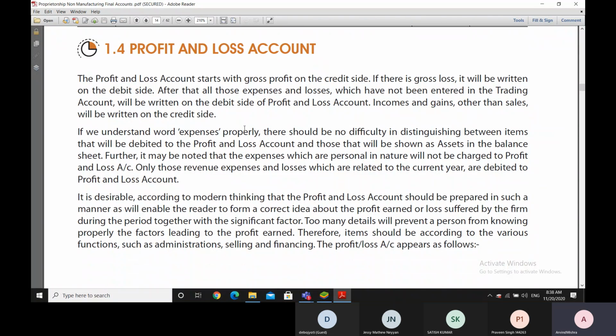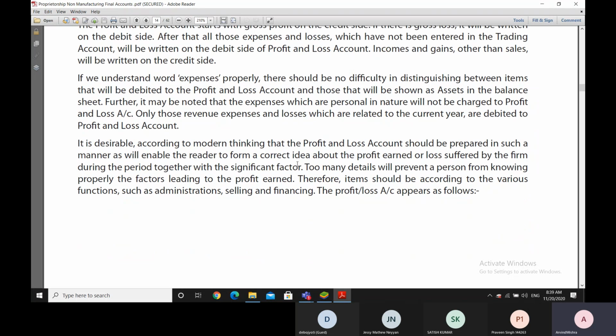So the profit and loss account starts with the gross profit on the credit side, and if there was a gross loss, then that will be written on the debit side. Then we debit all the expenses and the losses which were not so far entered in the trading account, writing them all on the debit side of the profit and loss account. On the other hand, the income and the gains, other than the sales, will now be written on the credit side of the profit and loss account.